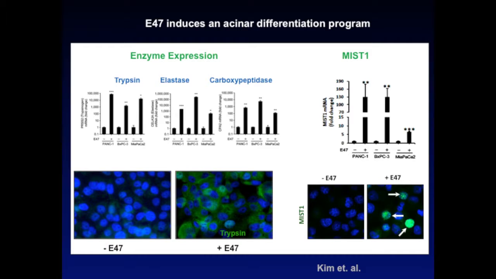Another thing that was remarkable to us, and this was done in collaboration with Steve Konieczny at Purdue, is that E47 induced feed-forward activation of the maturation bHLH MIST1. And here's MIST1 protein. What I'm not showing you, but is published, are all the downstream factors of MIST1 that were also induced.